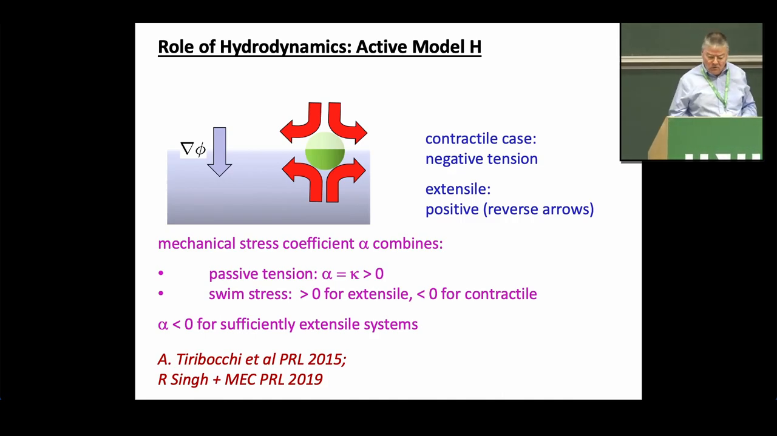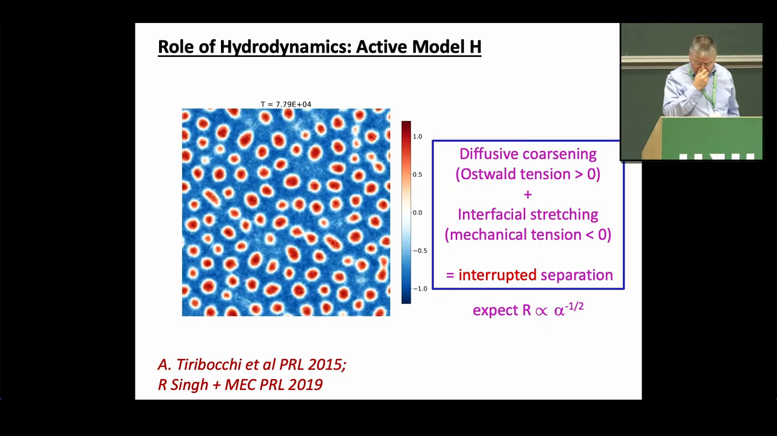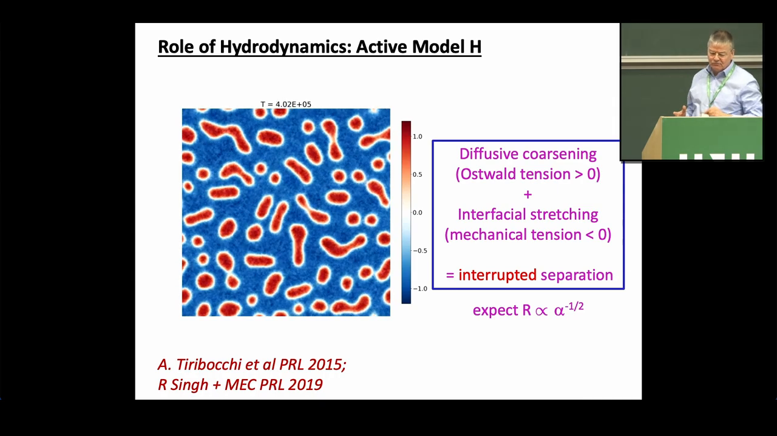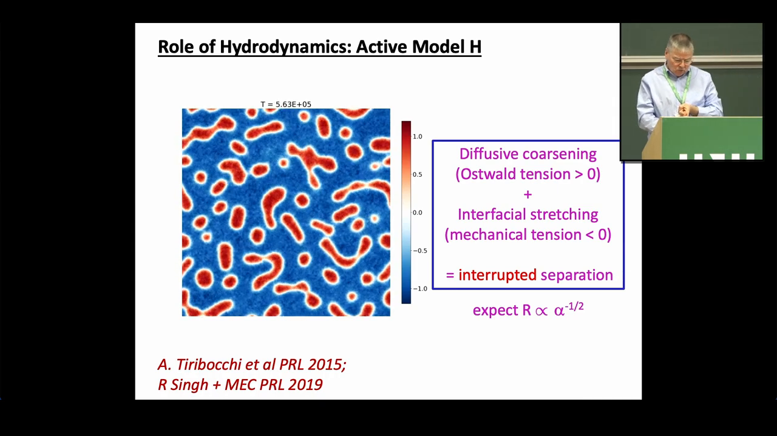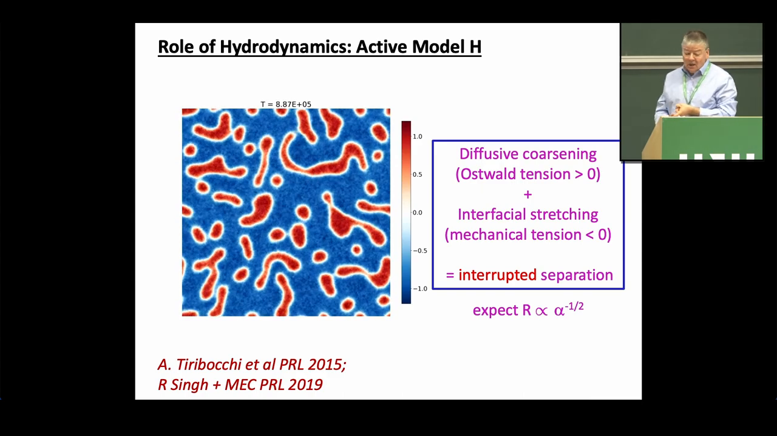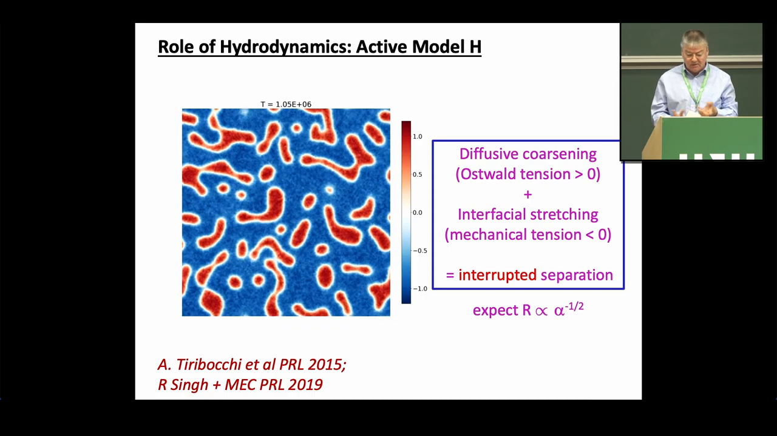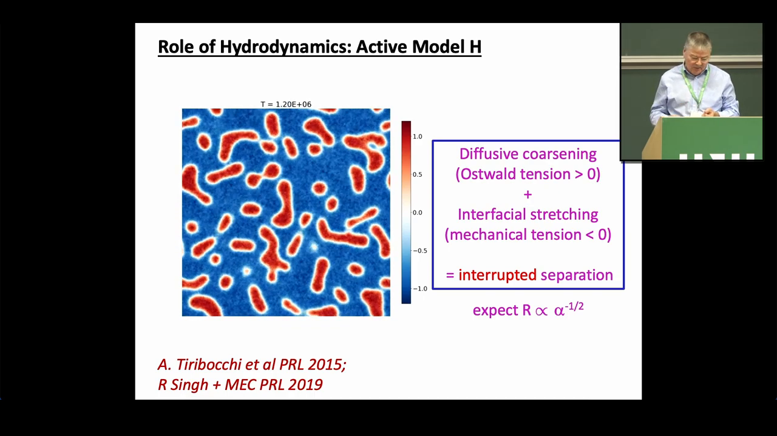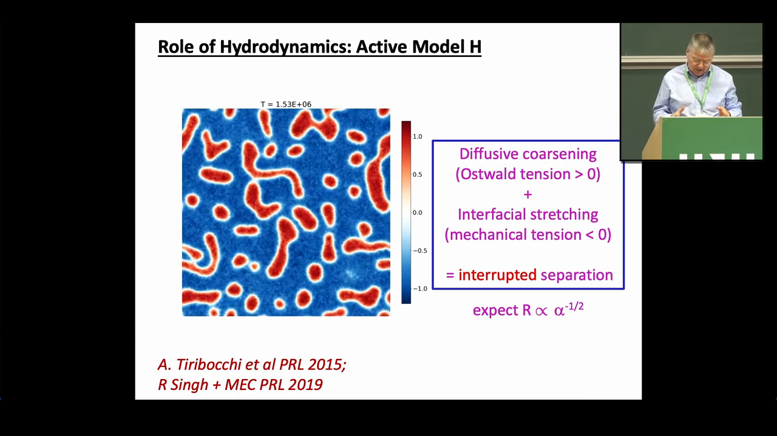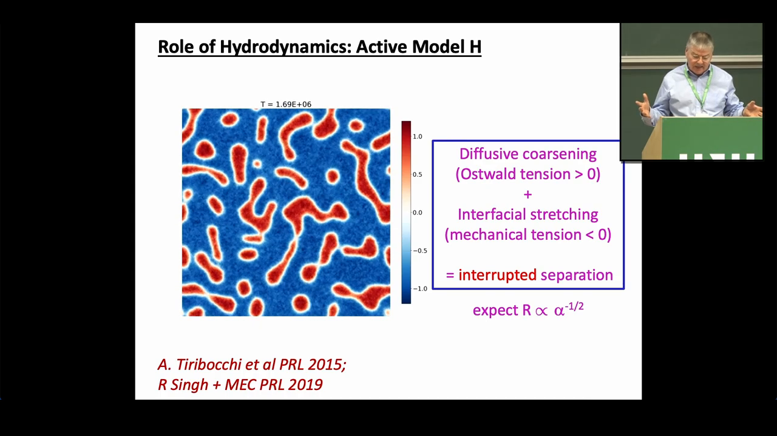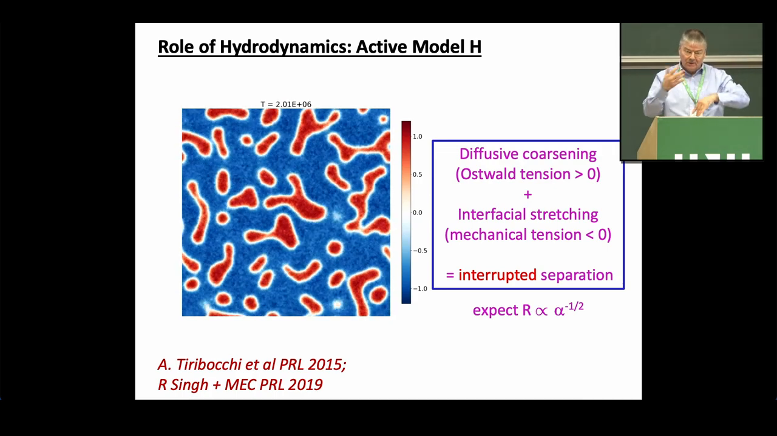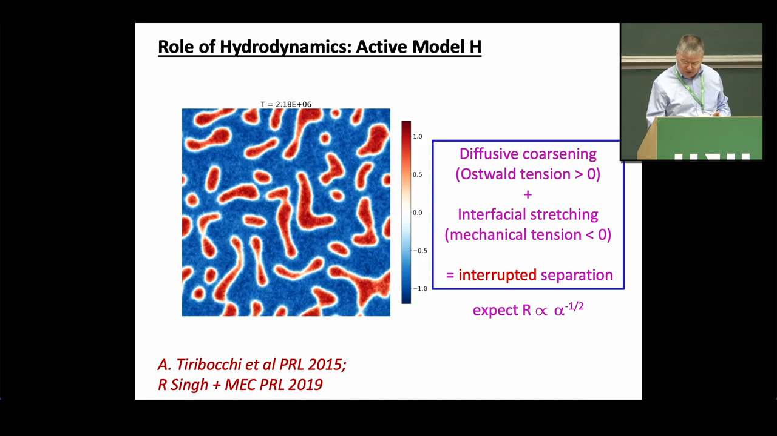Okay, so that's active model H. Just to conclude with a couple of movies on that. There are various regimes here, depending on what's happening with those red terms. I can have diffusive coarsening with interfacial stretching. That's this movie here. So this, again, is pretty much a stationary state, but you can see it's a very dynamical one. I have a pattern of very deformed droplets. We call that interrupted phase separation. That length scale does not continue to grow. And that's because the active stretching of the interface is compensating what the diffusion is trying to do.